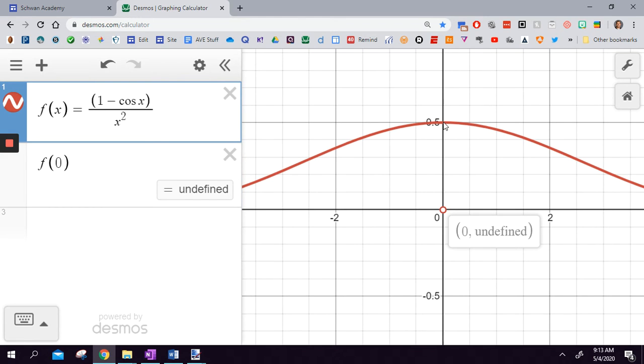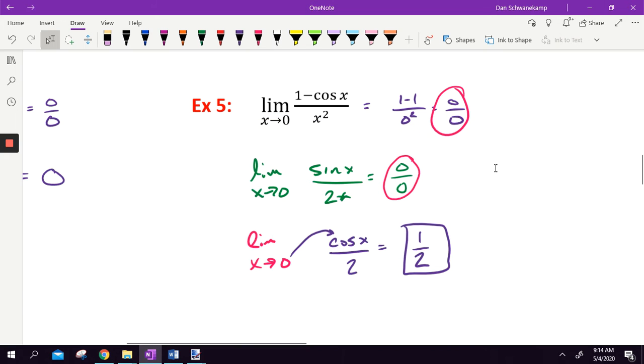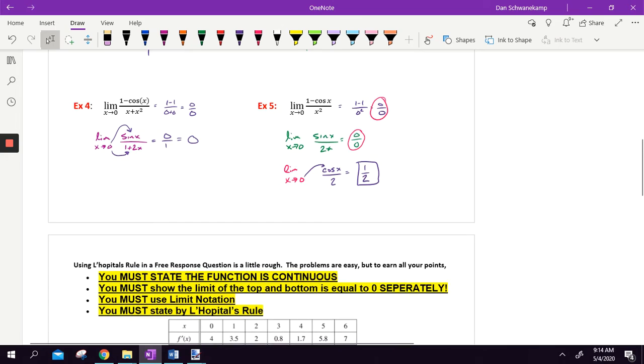F of 0 is undefined. We can't find it. But you can obviously see as I approach it from the left and the right, I'm getting closer and closer to 1/2. That is what we're trying to do. That is what L'Hopital's rule is telling us. All right, so that way you actually see it.